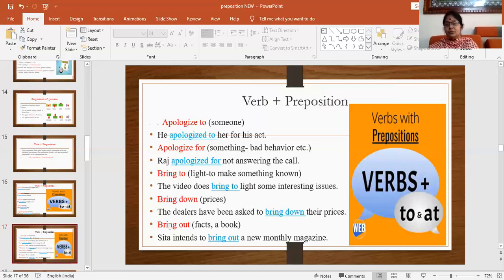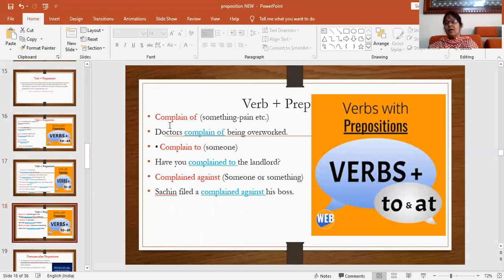Then again, to the very word bring, I will add the word out, and it becomes bring out. And bring out we use when we are talking about some facts or when we want to bring out a book. How to use it in a sentence? Sita intends to bring out a new monthly magazine, right?